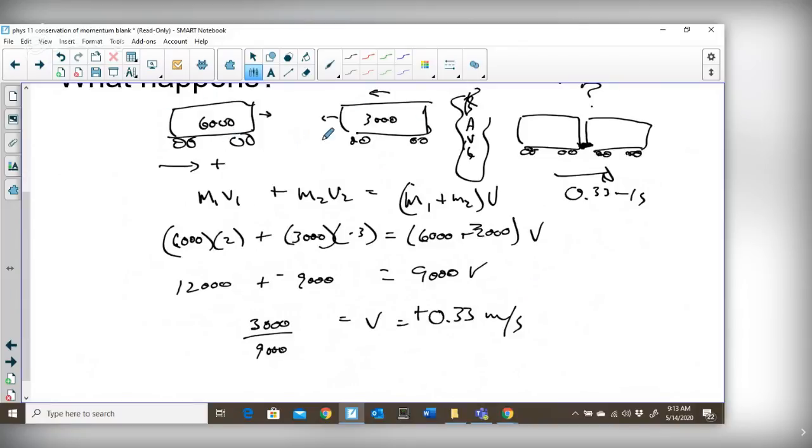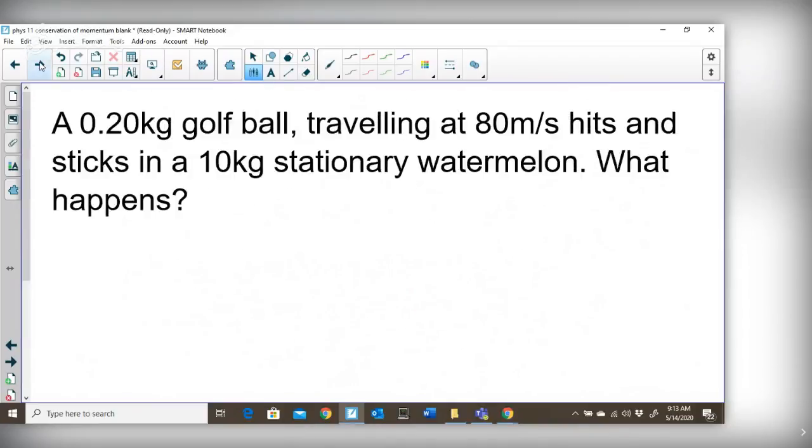Traveling towards each other. This one's traveling faster. This one has more mass. Bang. They're now stuck together, and they continue rolling in this direction. That's what we mean by what happens. And the signs tell us the direction and so on.